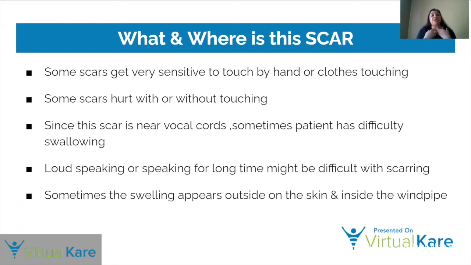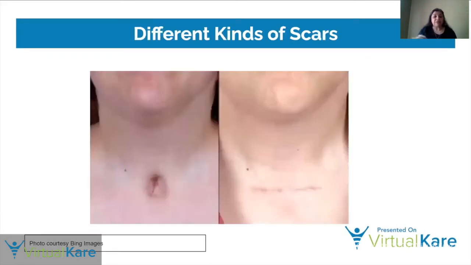Since this scar, which is an inside-out scar, is near the vocal cords, in some cases where the scar becomes very sticky, especially if somebody has undergone radiation for oral cancer, the patient has difficulty breathing, or they might have difficulty speaking loudly or projecting their voice. There's also a chance that some swelling appears inside and outside the windpipe. So, different kinds of scars.